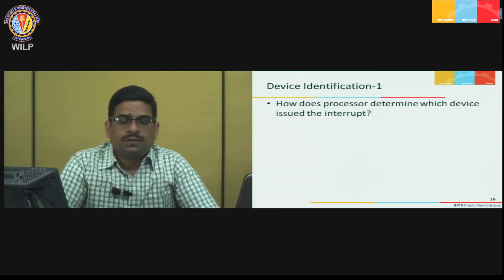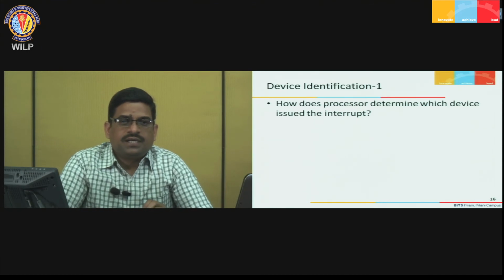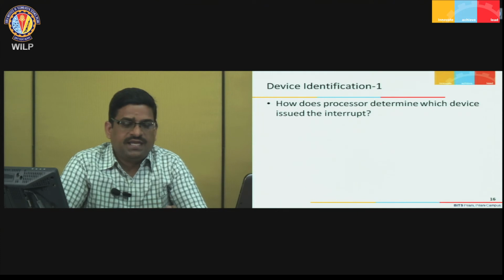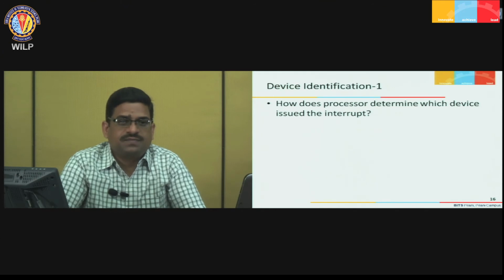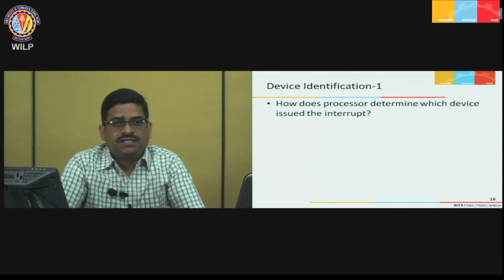Now the next thing is how the device will be identified when an interrupt is generated. Which device has generated the interrupt, because multiple peripheral devices and multiple modules are connected? When an interrupt signal is enabled, how does the processor know which device generated it?